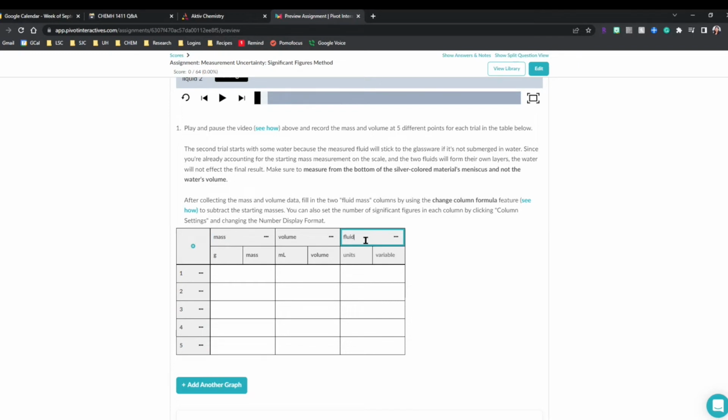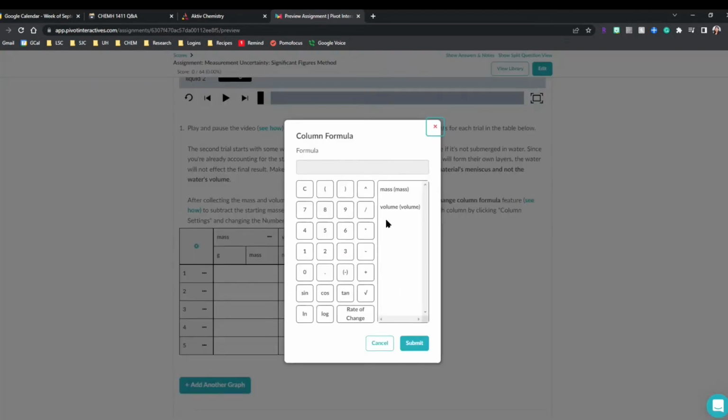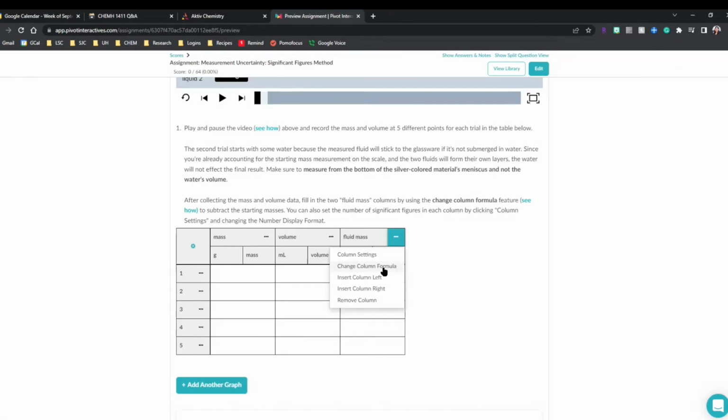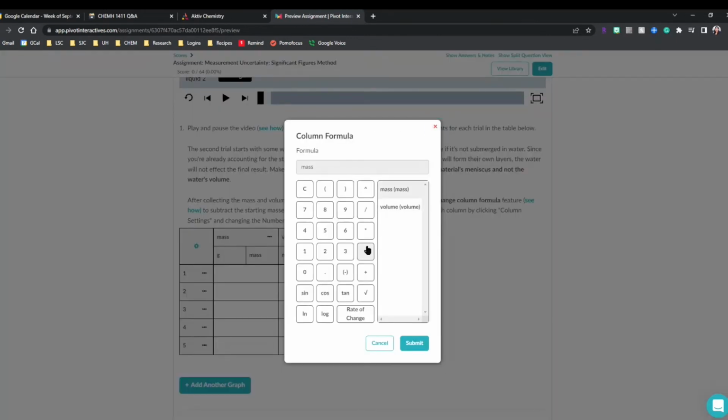This right here is going to be your special one called fluid mass, because this one you're going to subtract out by entering a column formula. You're going to subtract out the mass of the graduated cylinder. So remember I said take a note somewhere of how much the graduated cylinder weighed. Change column formula, mass, subtract away, I don't know how much it was. I'm gonna make something up. 90.5. It was something like that.